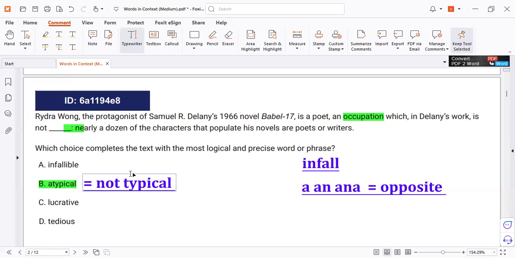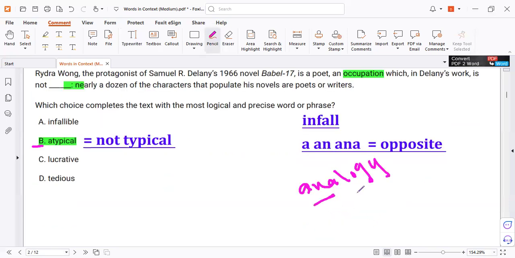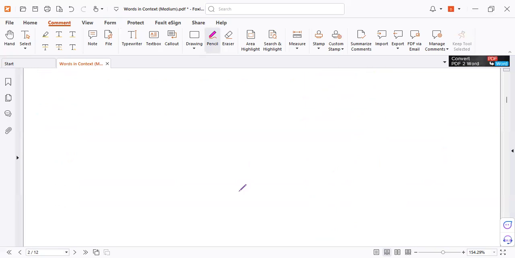So if you don't find the correct answer, find the wrong ones. So be careful about these letters. Like this analogy, remember this word? Opposite information together. So it's a contrast, a comparison between two ideas. That's fine. Okay.